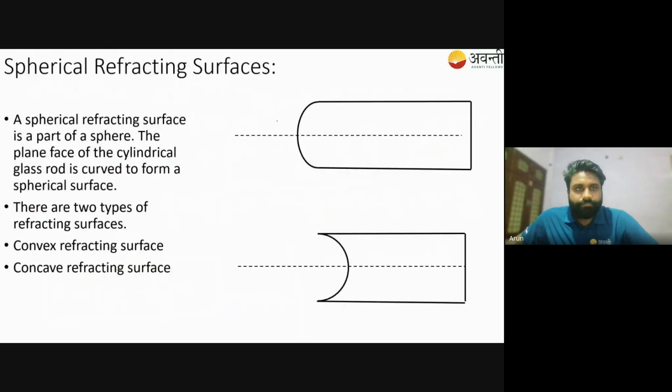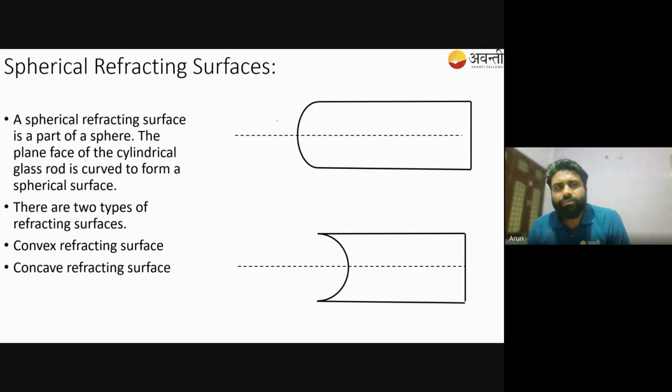So yeah. Now the spherical refracting surfaces. What are refracting surfaces? Surfaces that can refract the light. Any transparent medium through which the light can travel behaves as a refracting surface.